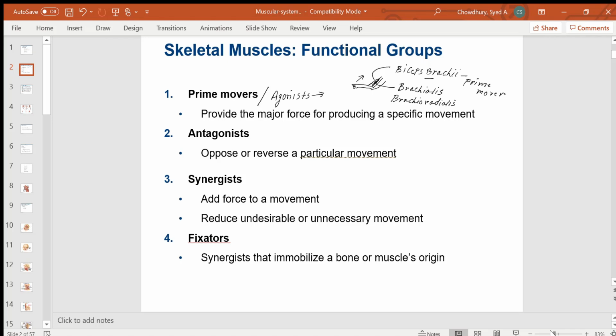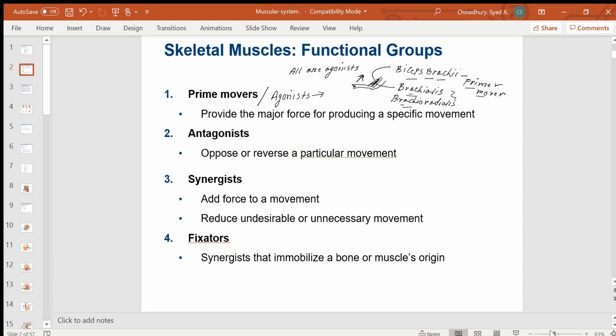So you see here, to do the flexion of your forearm, biceps brachii, brachialis, brachioradialis, all these muscles work to cause that action or movement. However, biceps brachii is the main one. So this is the prime mover. Since all these cause the same movement and work together, all these are called agonists. So all three are agonists to do the flexion of the forearm. However, biceps brachii is the main one. That's why it is called the prime mover.